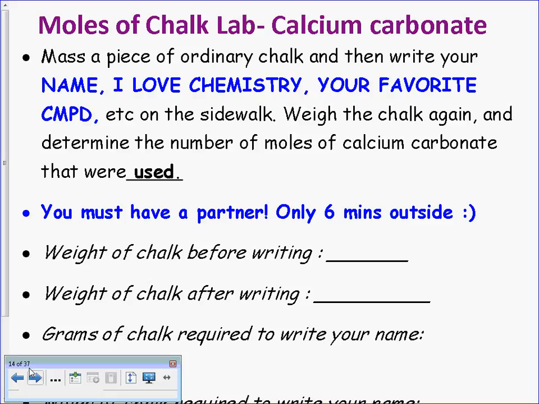We are only going to go outside for a short period of time, but what we have to do first is mass our chalk, which is calcium carbonate. I'm not going to tell you what that is. You know what this is. Then we're going to go outside, make some cool stuff happen, and then come back in, mass our chalk, and figure out how much calcium carbonate we used to write all of our lovely things. There are scales, there's chalk. I'll see you in 1 minute. Go get this started. This is going to be on the lab stations too when we come back.